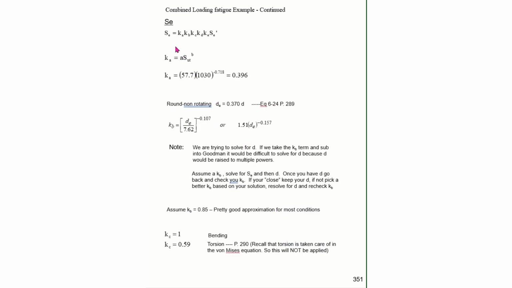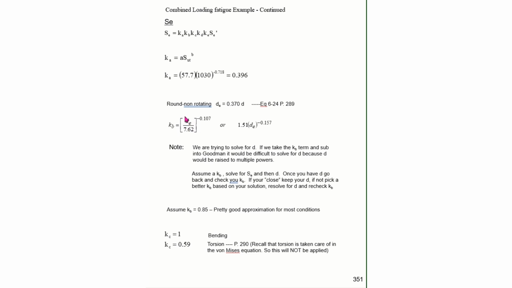Now I'm ready to look at the endurance limit and determine the k values for the endurance limit. I was given a surface finish, and so I can look up the values for the surface finish that were given and get Ka as 0.396. Now I have a non-rotating round bar. D effective is given as 0.37 times D. So I compute D effective and I can get a Kb value. But the problem with this is I don't know this D effective. This is the value that I'm trying to determine.